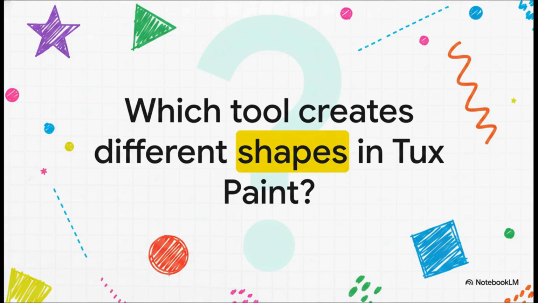To wrap up our explainer today, I want to leave you with a really fun challenge from the HOTS, or Higher Order Thinking Skills section on page 51. The question is, which tool is used to create different shapes in Tux Paint? Think about what we covered today, and the next time you open up the program, see if you can find the answer by exploring the interface yourself. Keep learning, keep drawing, and I'll see you in the next explainer.